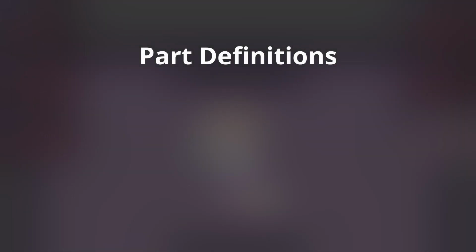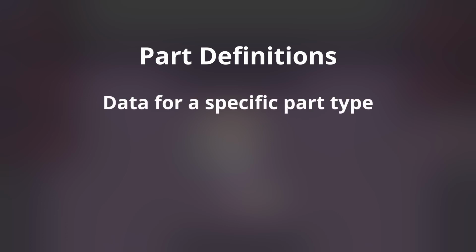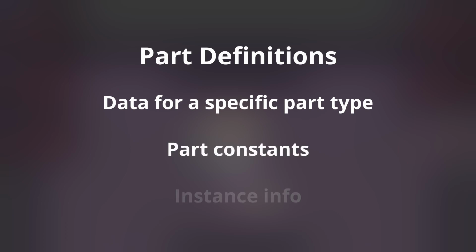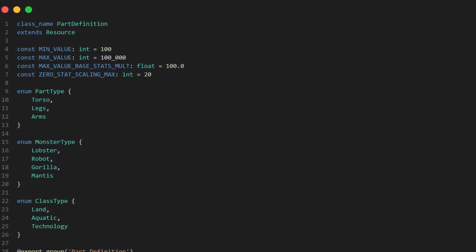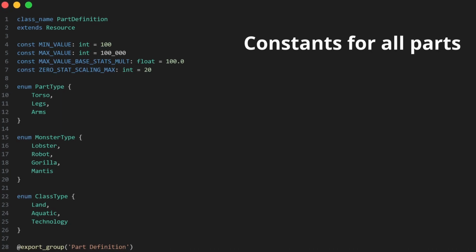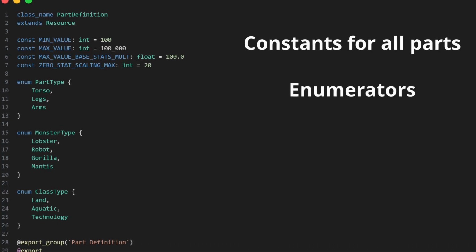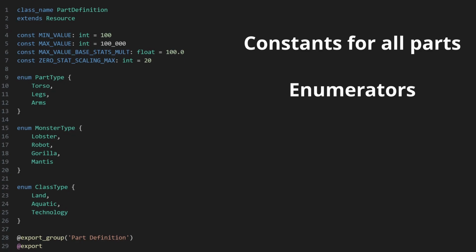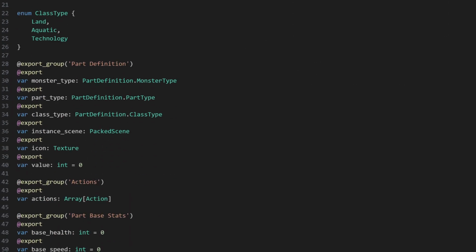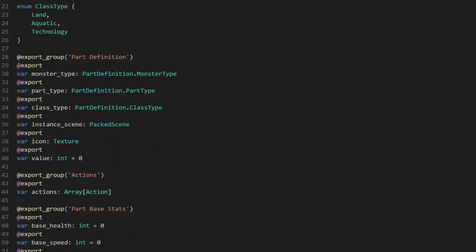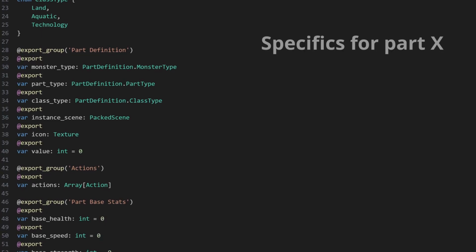Part definitions are, as the name would suggest, where parts and a variety of data related to them are defined. This includes both globally constant data, such as the maximum value any part can have, and local data, such as the stats for a specific part instance. For example, at the top of the file are constants defining how stats should scale as a part gets stronger, and enumerators for defining exactly what type of part a specific instance is. After that, the variables specific to a part type are defined, such as its elemental class and stats.